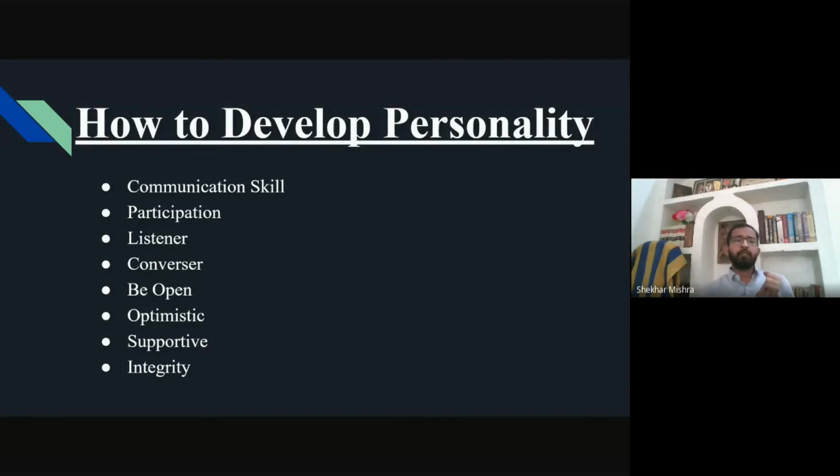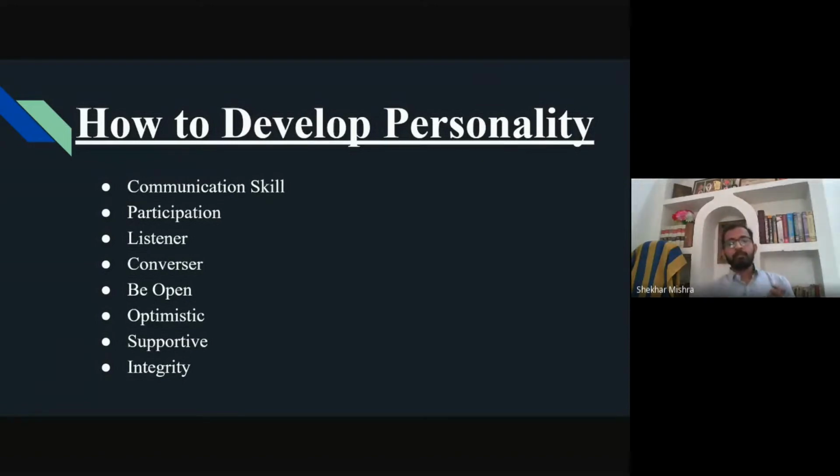Conversation is about how to exchange feelings, like you are able to understand me and I'm able to understand you. This is considered good for one's personality and overall development. Be open. Be open for what? For communicating with others, for participating in events, for listening to others patiently, for understanding one's feelings, and also for presenting your feelings and speaking up.